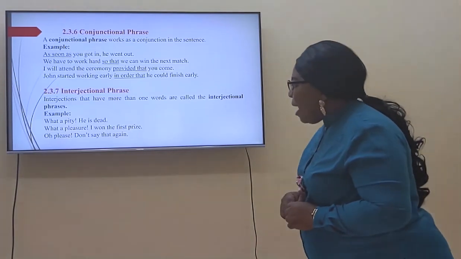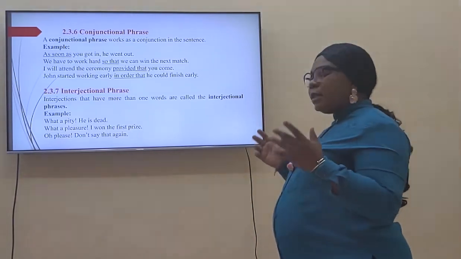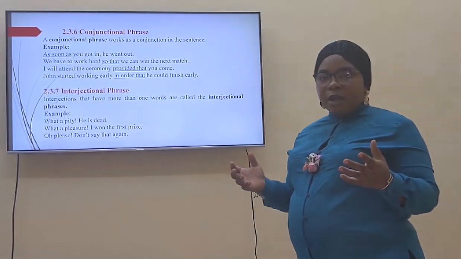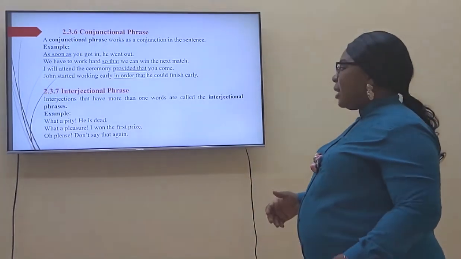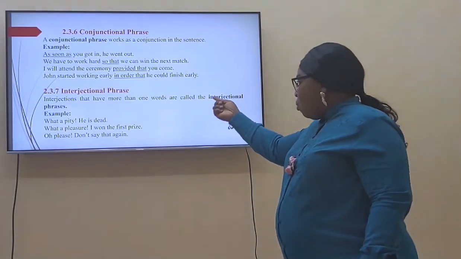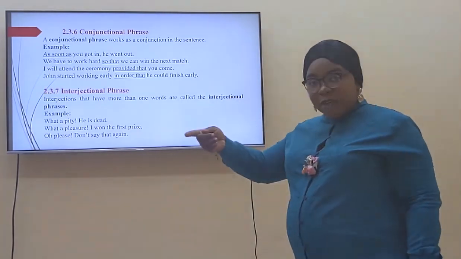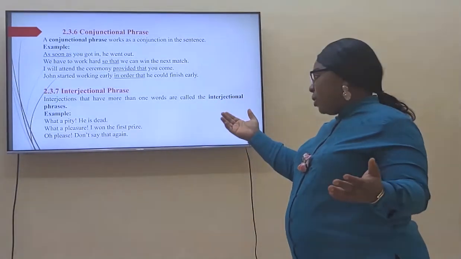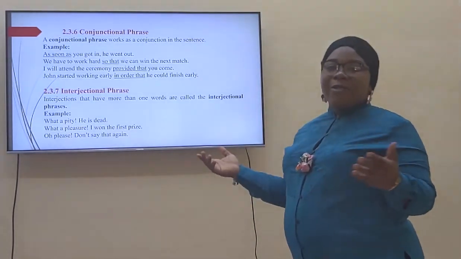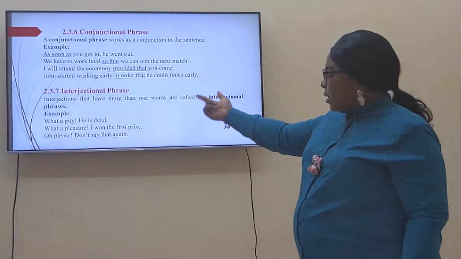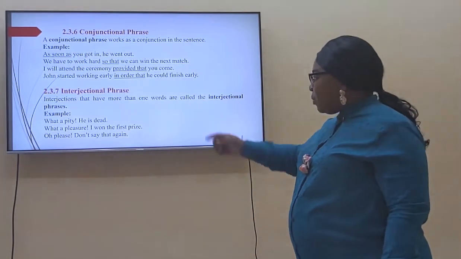For instance, we have, what a pity, he died. What a pity, that is the interjection. Alright? He could have actually said, he died. But what a pity, that is more than one word, an interjection having more than one word. What a pleasure, I won the first prize. You could have as well said, I won the first prize. But the interjection comes into the sentence.